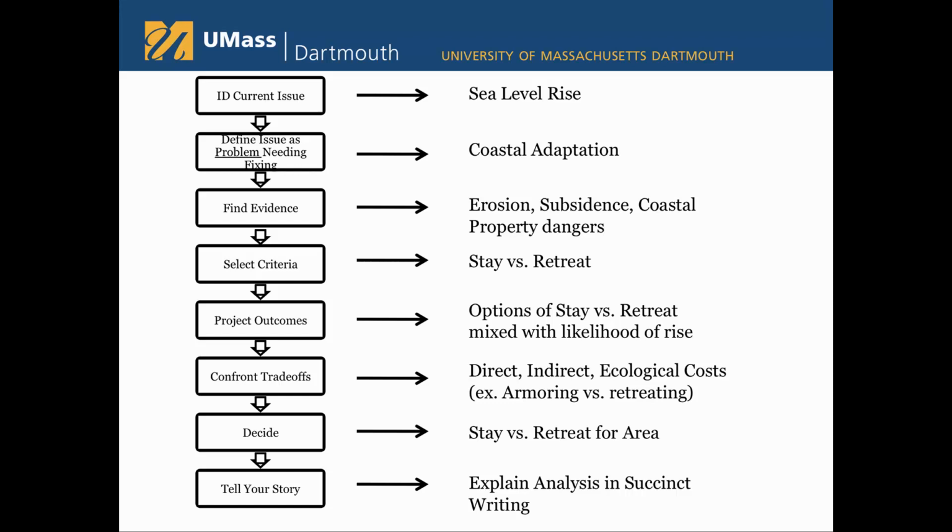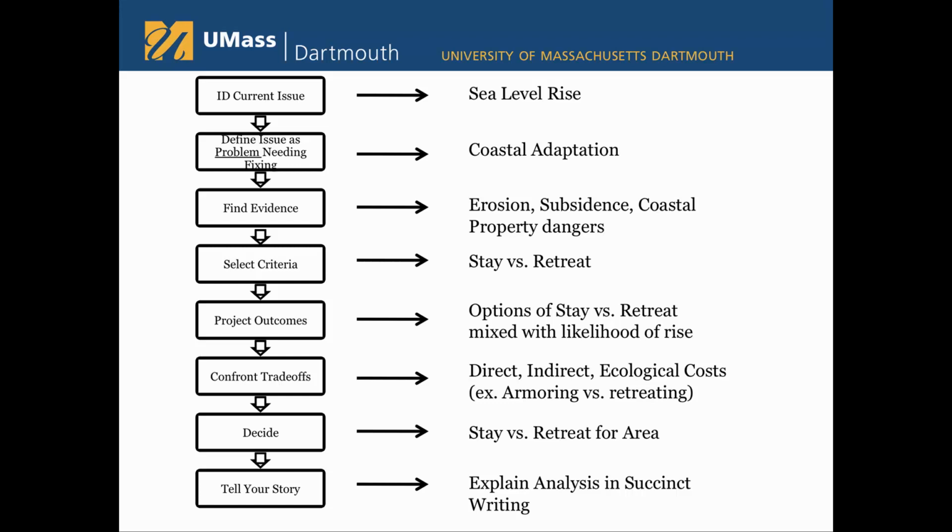So you find some evidence, then you select criteria, and the criteria would be I either stay or I retreat, maybe. In other words, that coastal adaptation allows you to stay along the coast as sea levels rise, or you have to retreat, you have to move away. And those might be the criteria I use to judge this particular policy proposal or idea or concept, or to evaluate or analyze an existing policy. Project the outcomes. The options of stay versus retreat mixed with the likelihood of sea level rise.